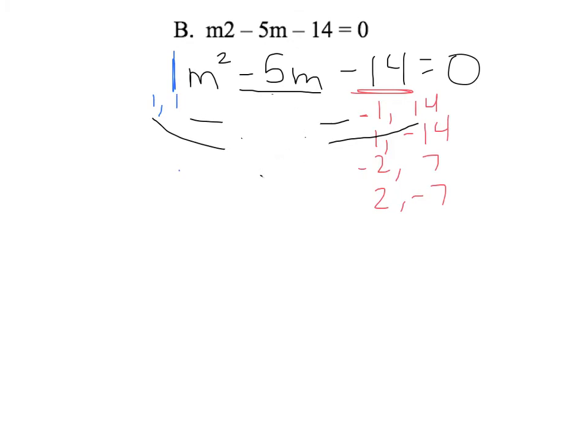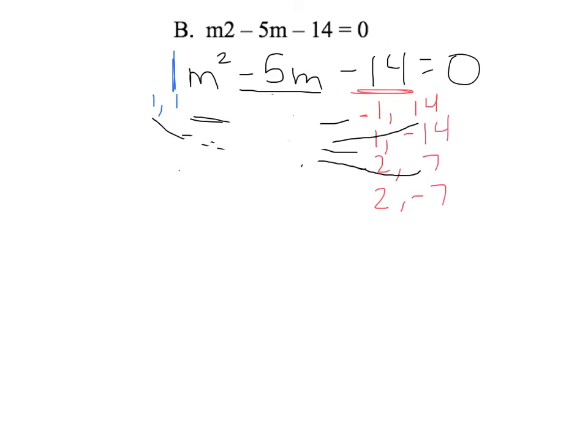So I'm going to skip down to negative 2 and 7. 1 times negative 2 is negative 2. 1 times 7 is 7. If I add these together, I get positive 5, which is not what I want. I want negative 5. But we're closer to the right answer.